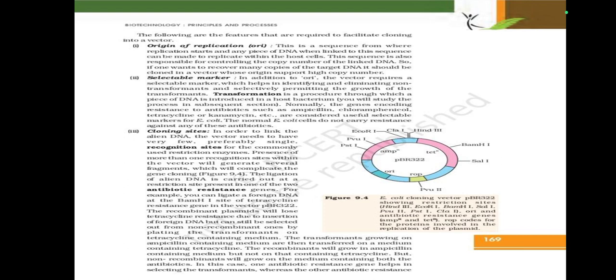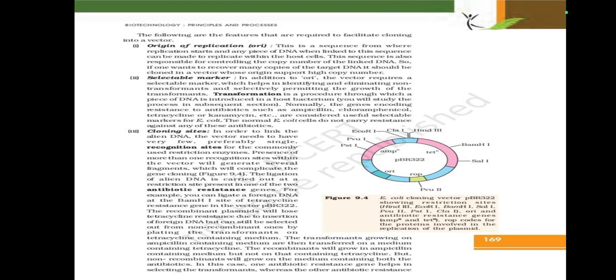Figure 9.4. The ligation of foreign DNA is carried out at a restriction site present in one of the two antibiotic resistance genes. For example, you can ligate a foreign DNA at a BamHI site of a tetracycline resistance gene in the vector pBR322. The recombinant plasmid will lose the tetracycline resistance due to insertion of foreign DNA, but can still be selected out from non-recombinant ones by plating the transformants on the tetracycline containing medium.